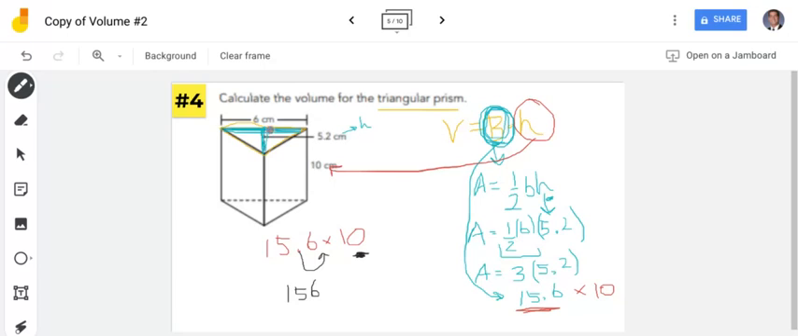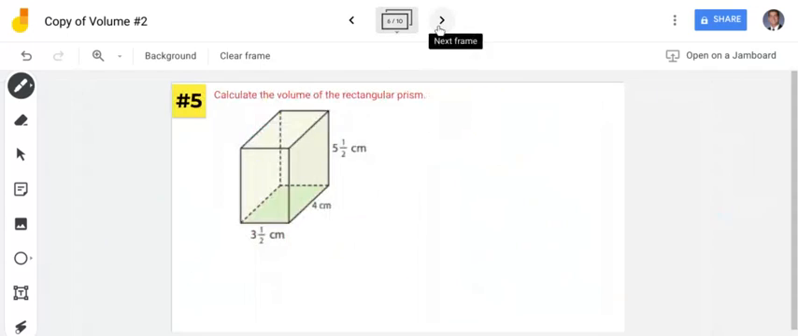And what is my label here? I'm finding volume. This is centimeters cubed, right? Centimeters cubed. 156 centimeters cubed. Number 5 here, calculate the volume of the rectangular prism. Okay, so I could say volume equals area of the base times height, or I could do length times width times height, because the base of this is a rectangle, right?